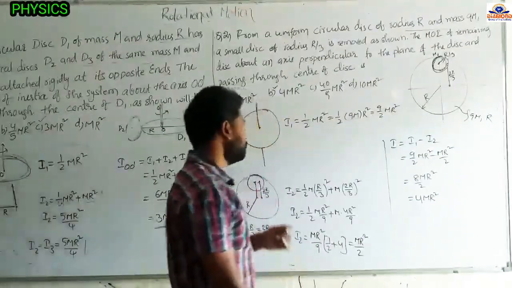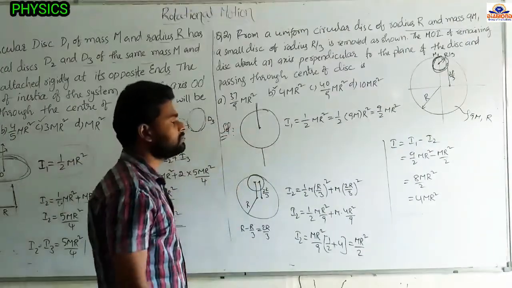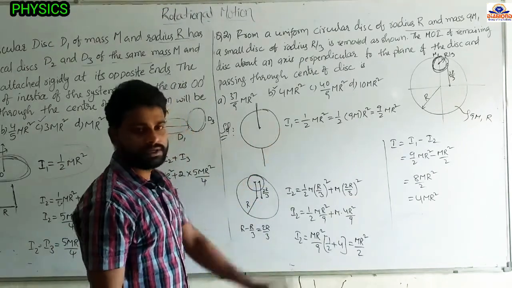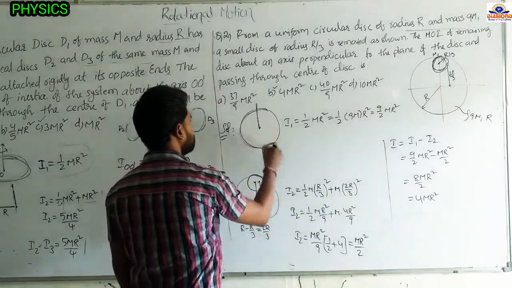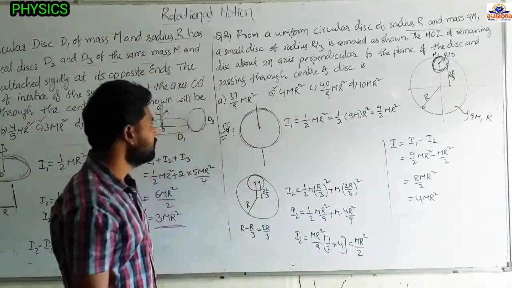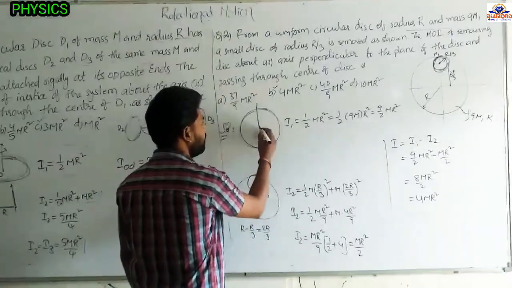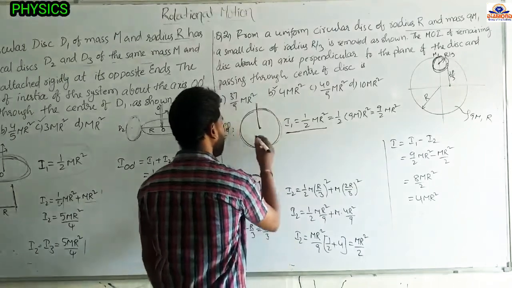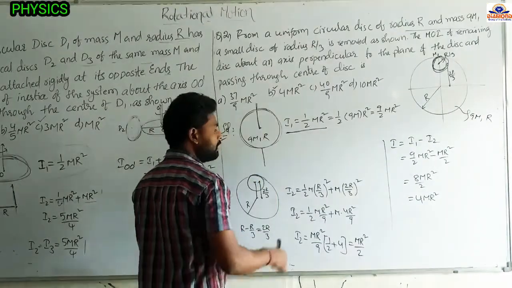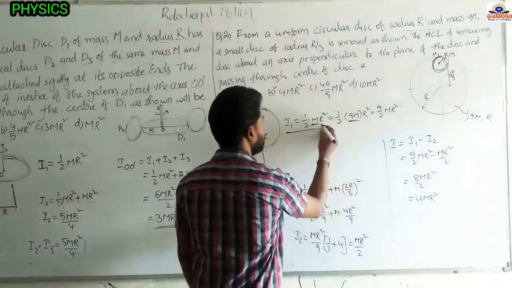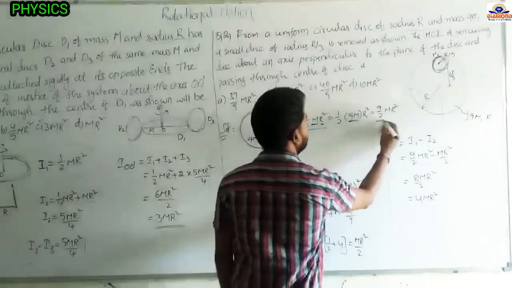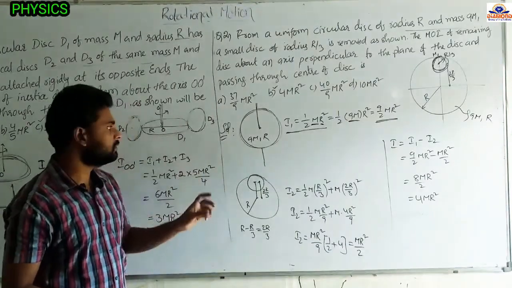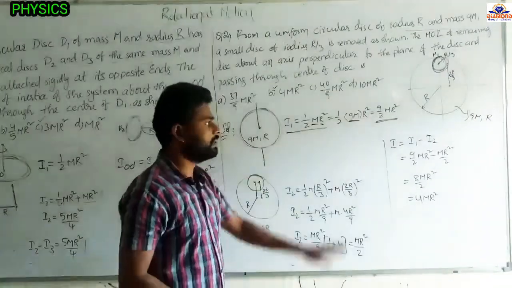Now, first I am taking the big circular disc. Before cutting that part, we find the moment of inertia of the disc about the center. Already in the previous problem we discussed: for an axis passing through the center and perpendicular to the plane, the moment of inertia is half m r square. The mass of this one is 9m and the radius is r, so we substitute 9m for m, and we get 9/2 m r square. So before removing the small disk, the moment of inertia of the total disk is 9/2 m r square.